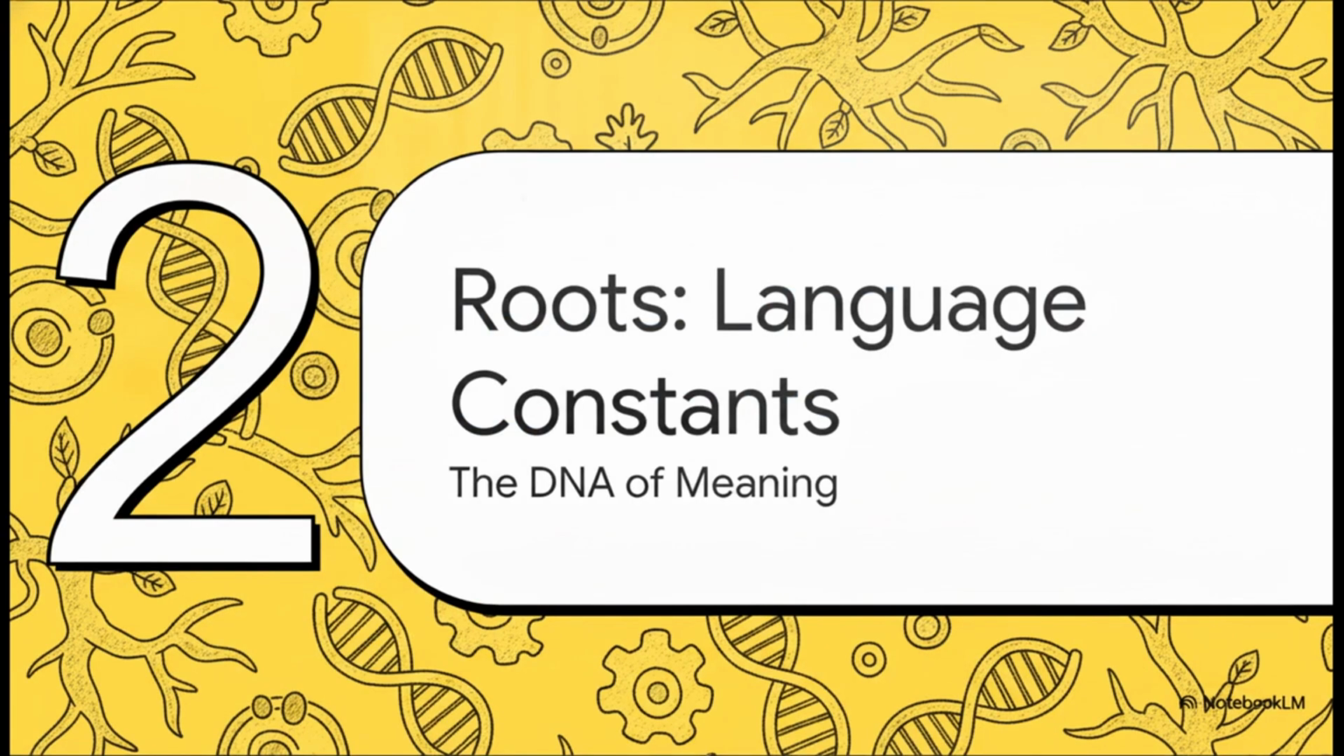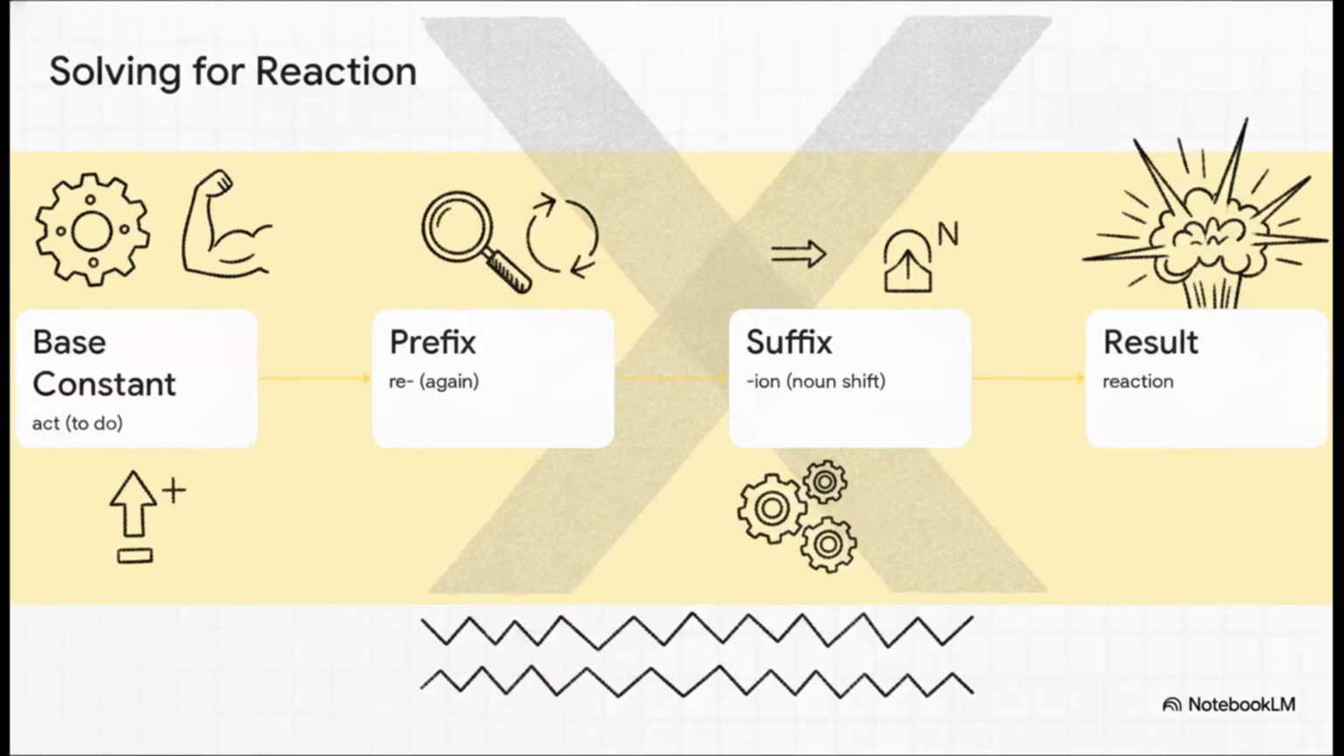Section 2. Roots, the constants of language. Now, to decode effectively, every equation needs a constant, right? And in English, that constant is the root word. Think of the root as the unbreakable DNA of a word's meaning. It's the super stable foundation that stays totally steady no matter how complicated the rest of the word ends up getting. Watch how we literally solve for x in this step-by-step example.